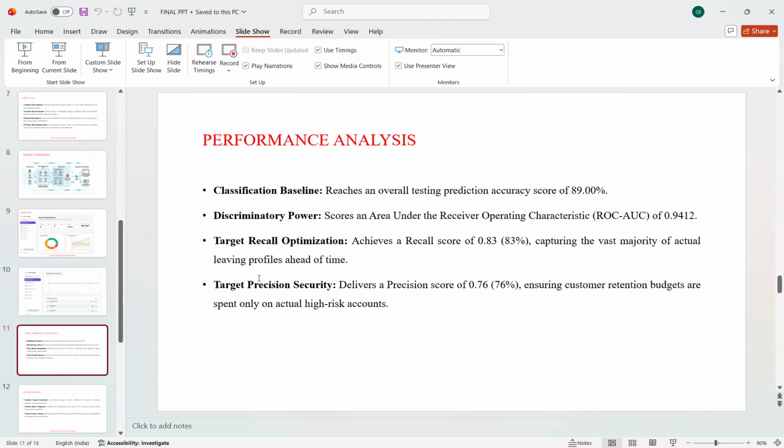Target precision security. Precision measures how many customers predicted as high risk actually churn. If the model predicts 100 customers will churn, 76 actually leave and 24 do not. High precision helps businesses avoid wasting retention resources on customers who are unlikely to churn.